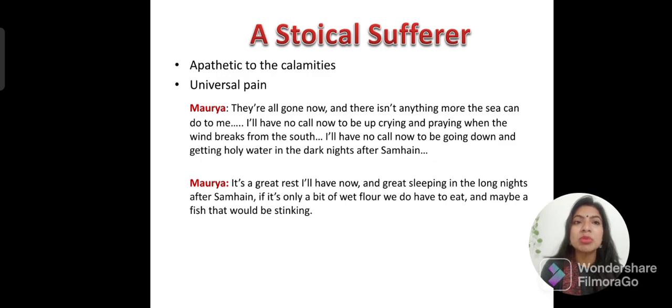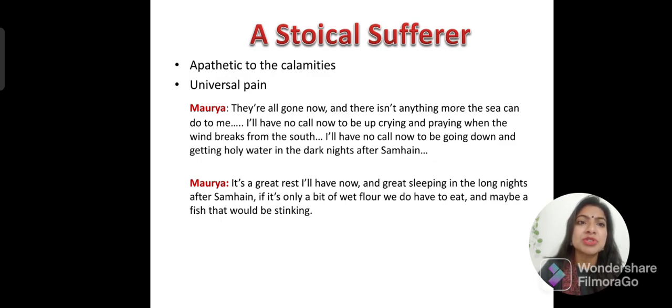Stoical का मतलब होता है बिल्कुल उदासीन रहना, ठीक है. सफरिंग के प्रति वो क्या हो गई, एकदम से न्यूट्रल हो गई है, उदासीन हो गई है. She is apathetic to the calamities. So she has seen so much death in her family that now she has become stoical towards all of those. Now she can feel that universal pain.